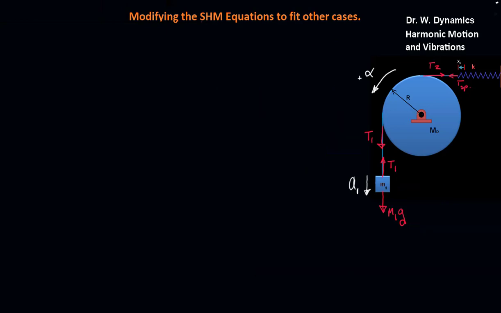First I'll do the linear sum of the forces on mass 1, which will be m1 a1, and we're going to call the direction of a the positive direction. So we have m1g minus T1 is equal to m1a. We really don't need the 1 on the a. We'll solve this for T1 so we can substitute it up onto the drum. So T1 will be m1g minus m1a.